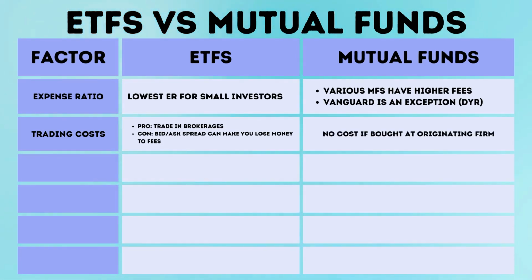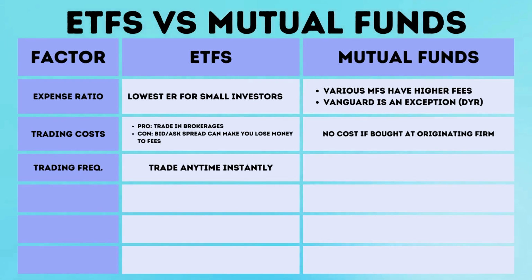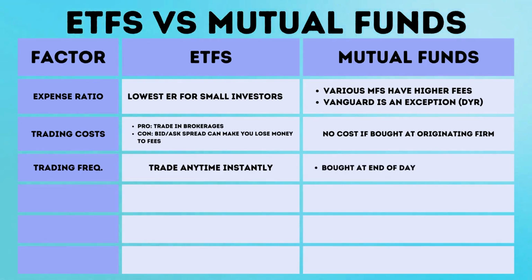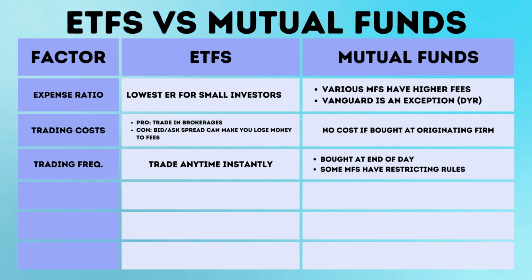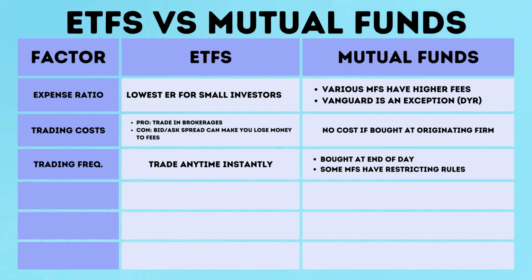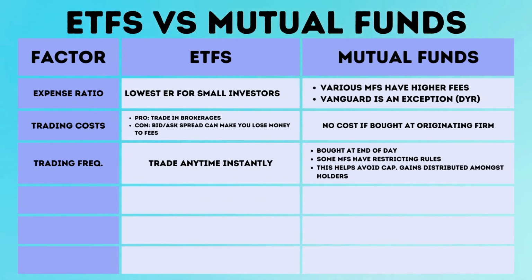Third factor is trading frequency. With ETFs, you can trade at any time during the day instantaneously. Mutual funds, on the other hand, you have to buy them at the end of the day. But the great thing is that some mutual funds restrict purchases for 30 days after the sale. This is also how we can avoid capital gains costs that are distributed amongst holders.